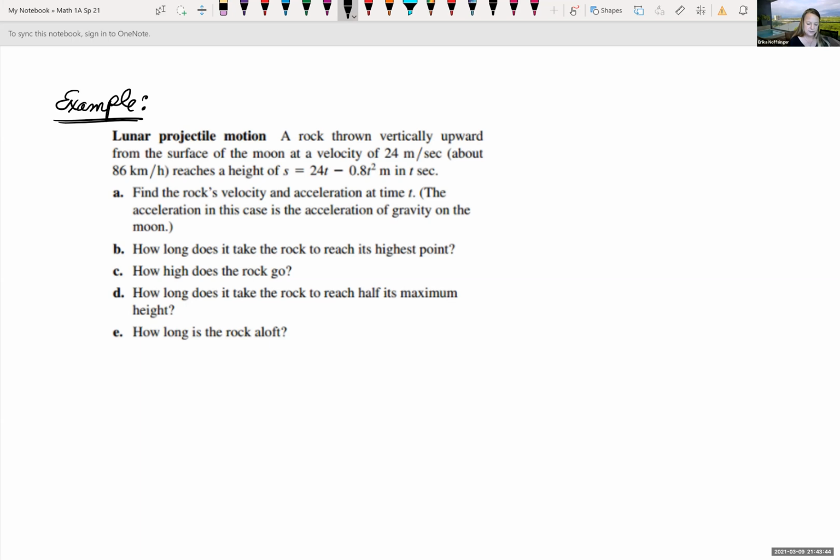So we're given our position function, and we know to find our velocity function, all we're doing is taking the derivative of our position.